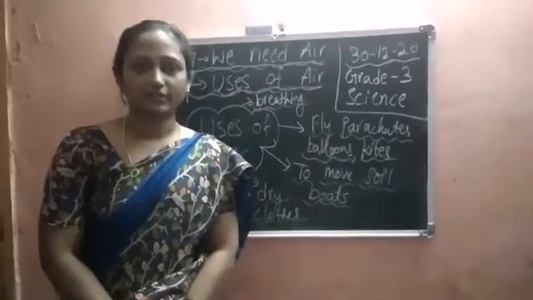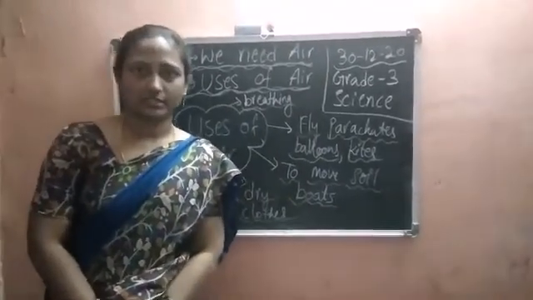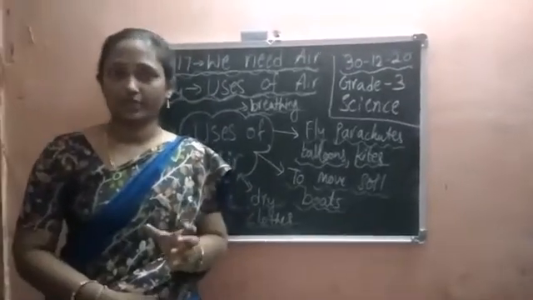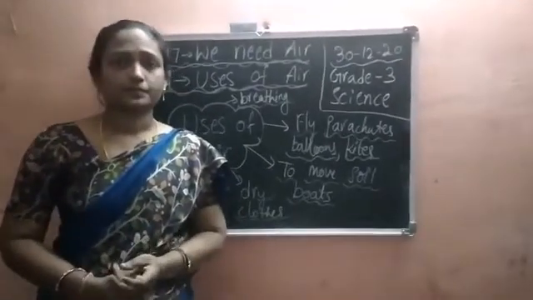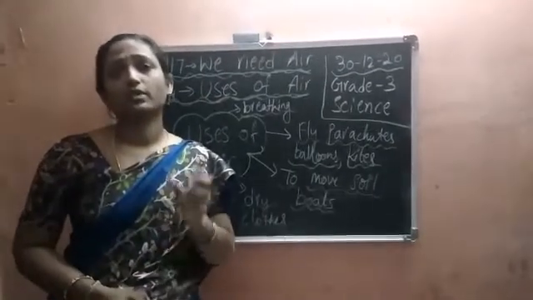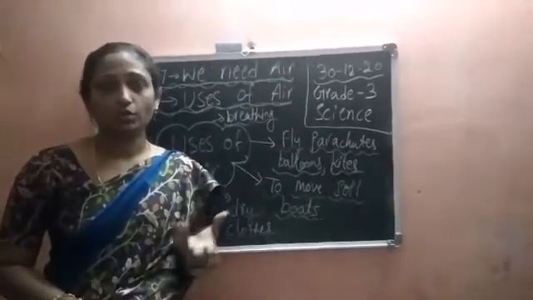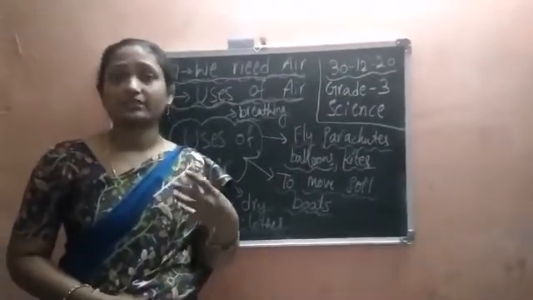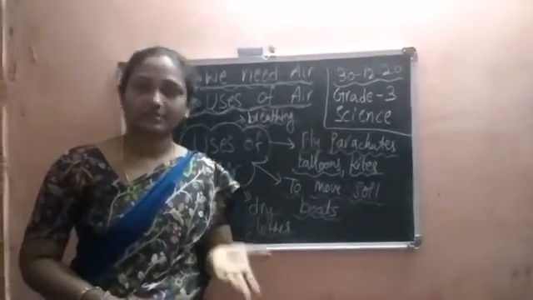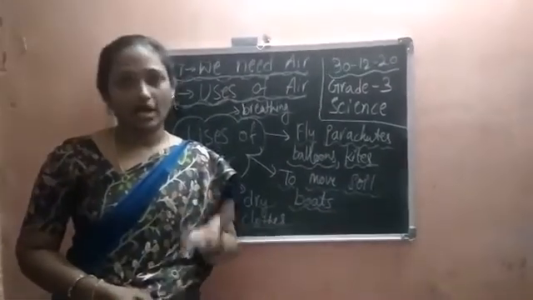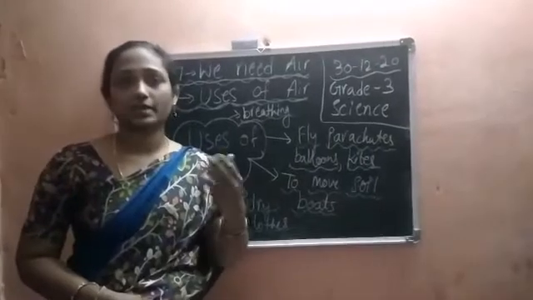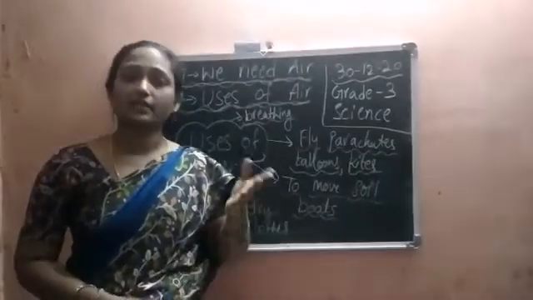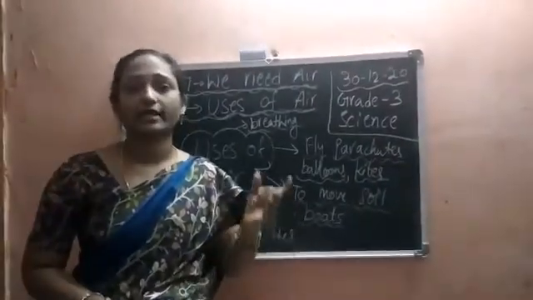So you have seen different examples from the reader, children, and you have seen the clear picture of windmills also. Now, is air only useful to us? No, air is also useful to other living things like plants and animals. For the animals, it helps for breathing purpose.